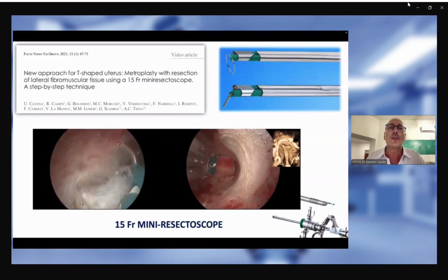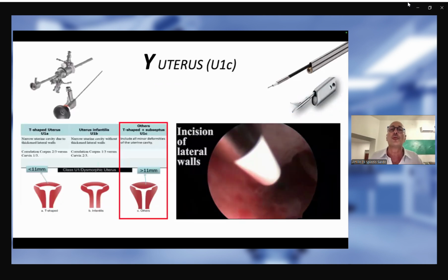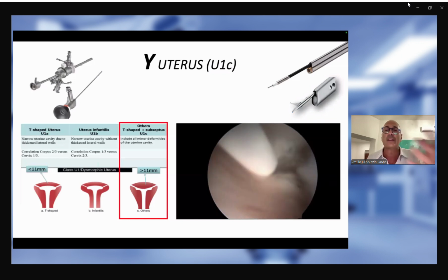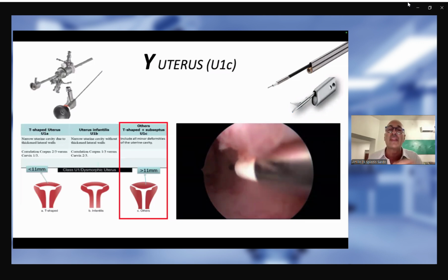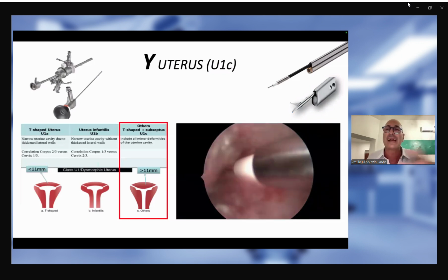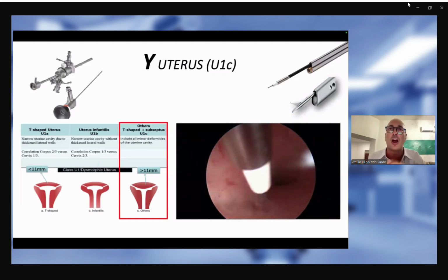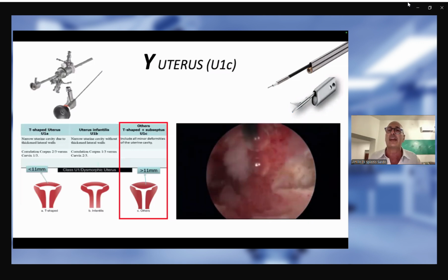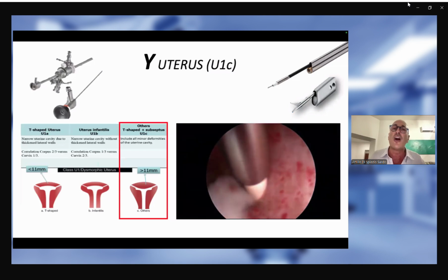But we saw that it was possible to improve the shape of the uterus. Then I remember that I spoke with Grigoris, with Rudy. We saw that there were some other anomalies that maybe were a mixture of the T-shaped uterus and the septate uterus. And we coined the word Y uterus.